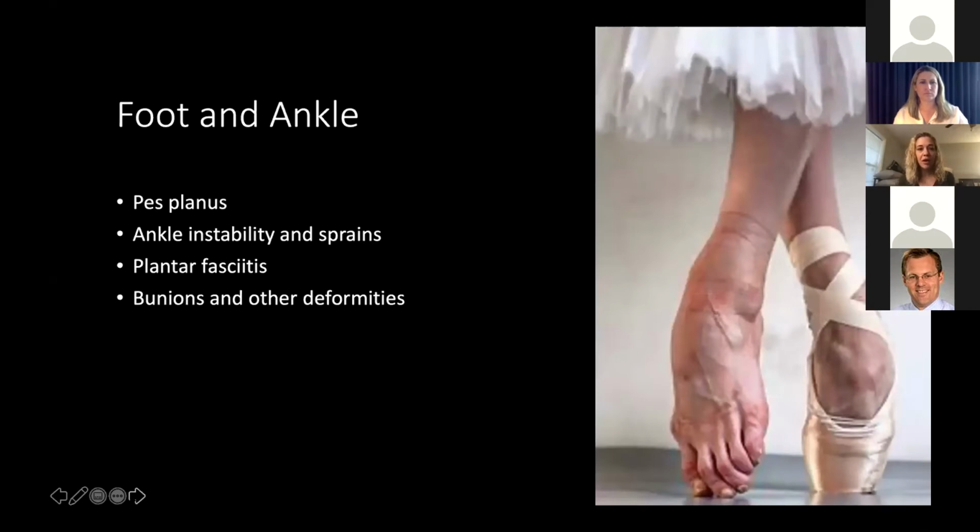So foot and ankle, we've heard a good bit about this morning from Dr. Berto. So some things that we see here are going to be very flat feet, where again, muscles are not giving the support to the joints in the foot. Ankle instability, chronic ankle sprains, plantar fasciitis, bunions, other deformities like that we'll see very frequently.